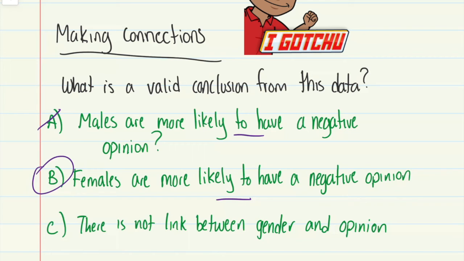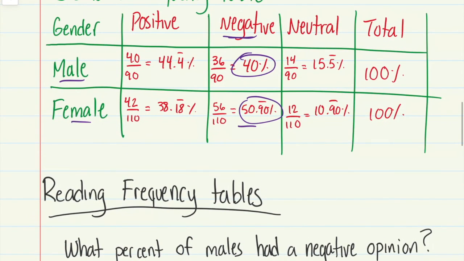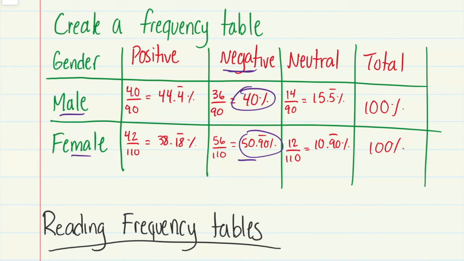There is not a link between gender and opinion. If there was not a link, then everything would be more or less the same, right? We noticed that more males had a positive aspect than females. So there is a link right now with gender and their opinions. And this is where universities have to understand, hey, what's going on? Why are females a little more negative towards campus housing?